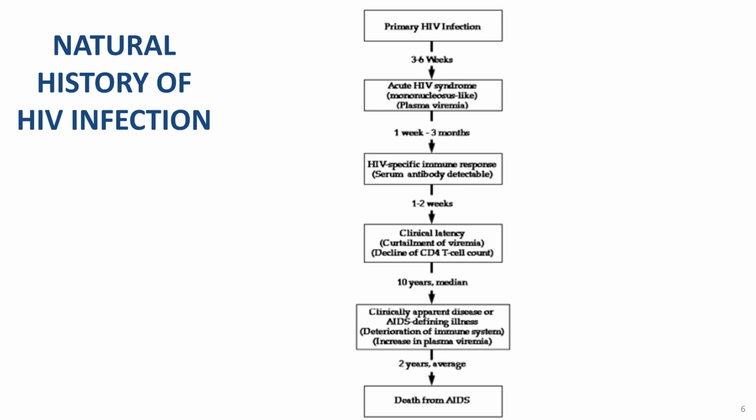Notice that throughout the latency period, the CD4 count gradually declines, while viral load remains relatively stable but detectable. The immune system is fighting a losing battle. It's replacing CD4 cells but not fast enough to keep pace with viral destruction. Eventually, we reach a critical point where the CD4 count falls below 200 cells per microliter.